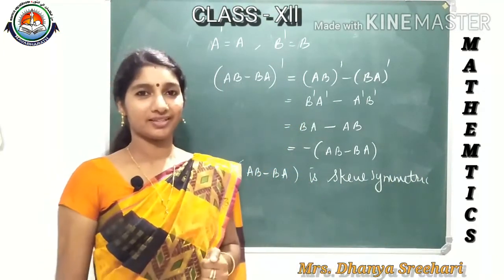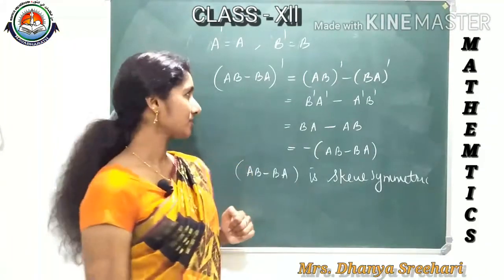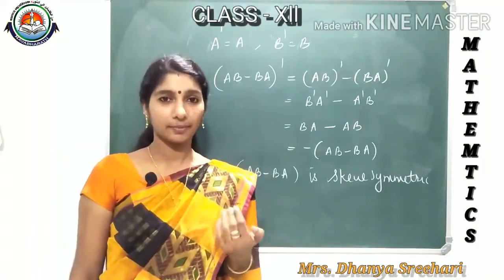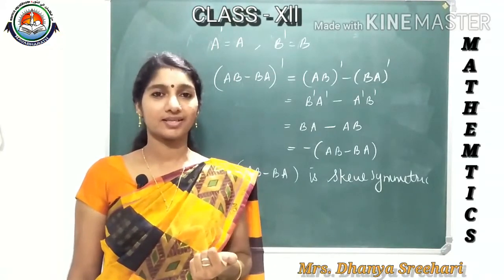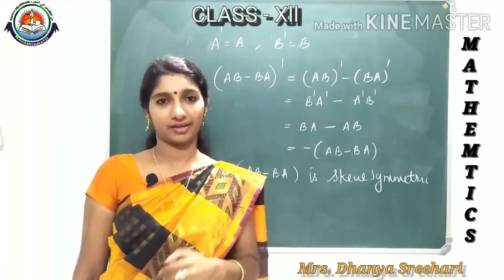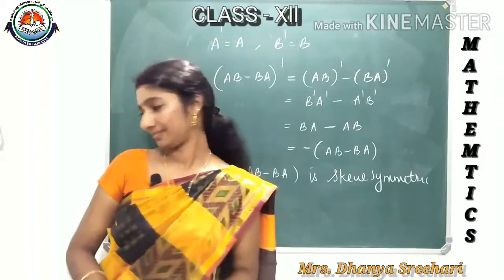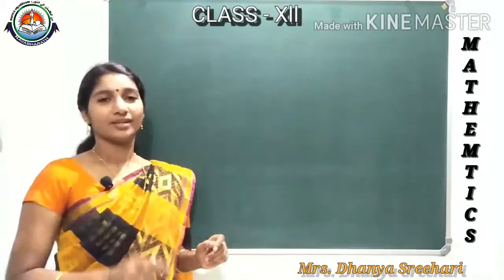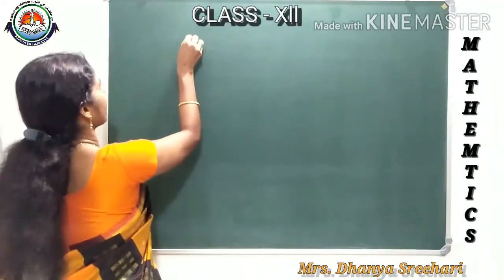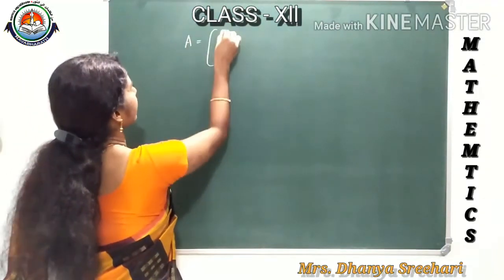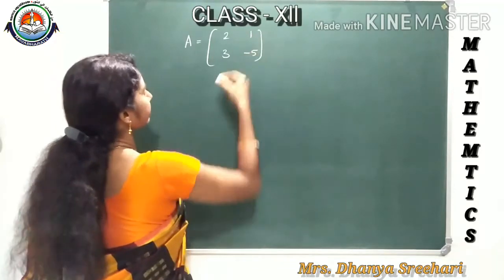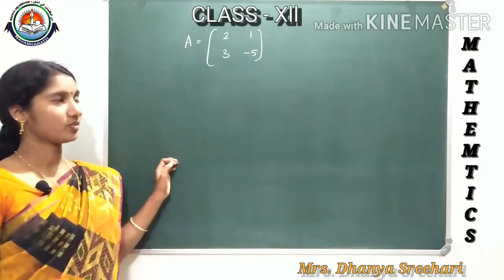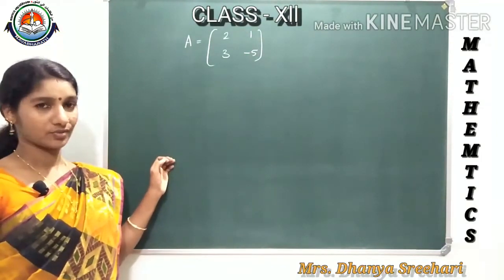So what we obtained? We got a theorem that if two matrices A and B are symmetric matrices, then AB minus BA is a skew symmetric matrix. Okay. Let us consider one matrix A. Matrix A is equal to 2, 1, 3, minus 5. One matrix is given: 2, 1, 3, minus 5.